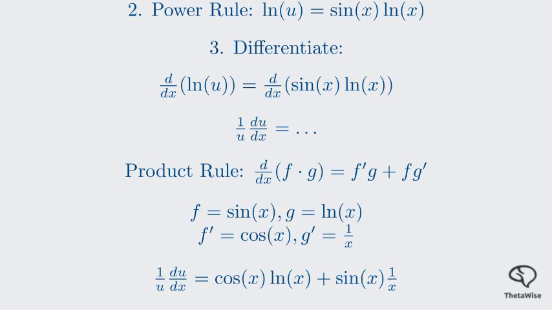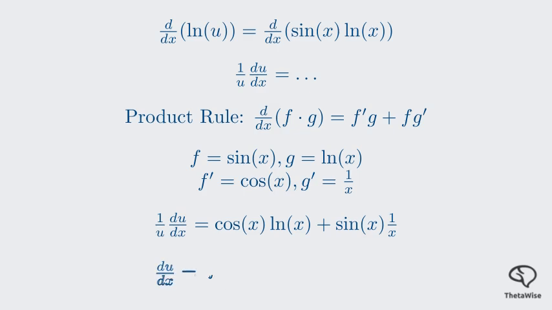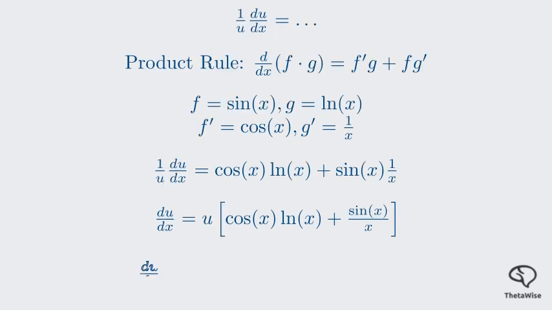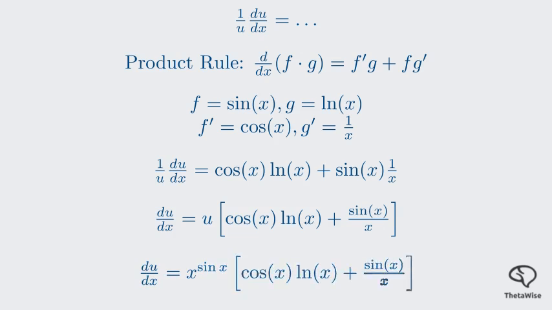Now we solve for du/dx by multiplying both sides by u. du/dx equals u times the quantity cosine x times ln x plus sine x over x. Finally, we substitute back our original expression for u, which is x to the sine x. This gives us our result for the first part. So du/dx is x to the sine x times the bracketed expression. We'll save this result and now proceed to find dv/dx.